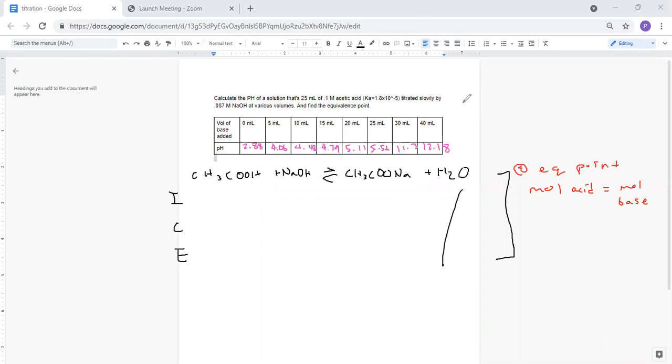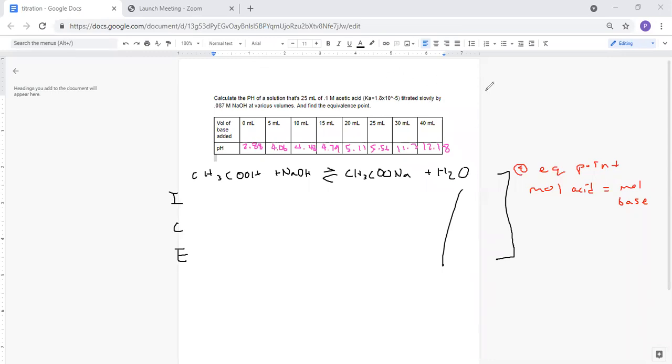Real quick, I want to fix an error. I had 13.18 here. I don't know why I did 14 minus 1.82 and said it equaled 13.18. It equals 12.18. So if you guys were confused, yeah. Anyways, let's find the equivalence point now.